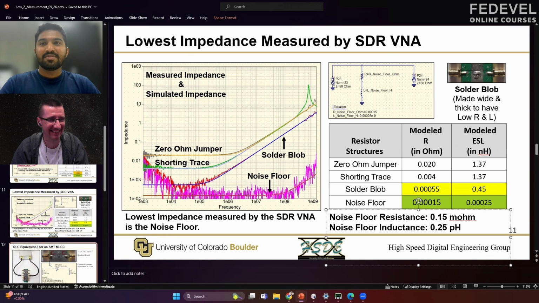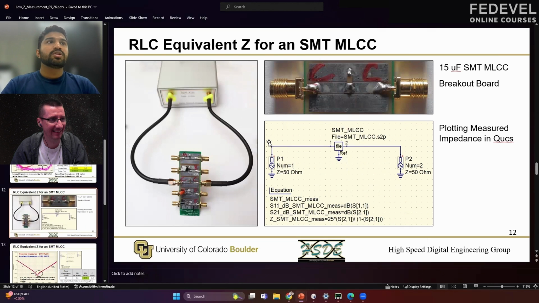Okay. So here we are going to use a 15 microfarad MLCC surface mount capacitor. And this is the test structure, and this is our board that we are going to plug in between the two ports of the VNA. This is the model again that we'll use in Qucs to plot the measured data, the touchstone files, and calculate the impedance of the device under test.